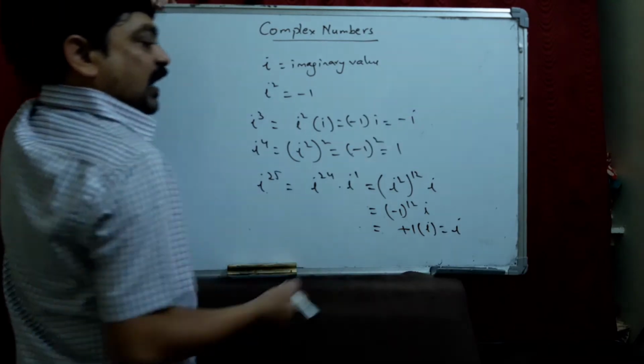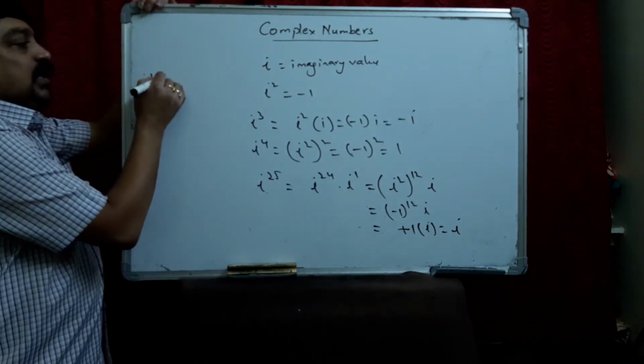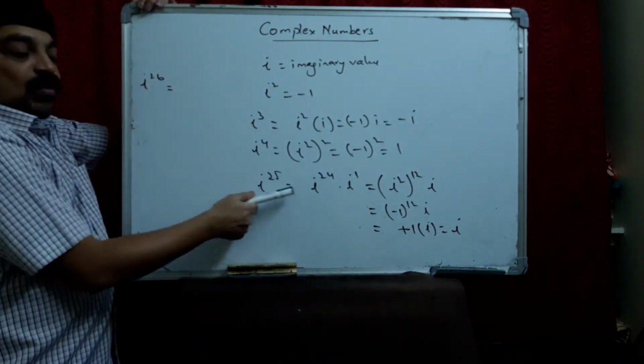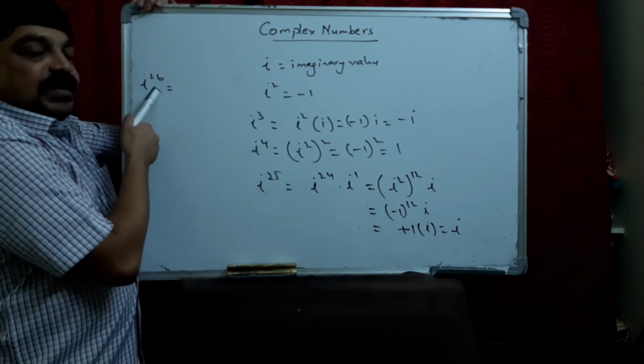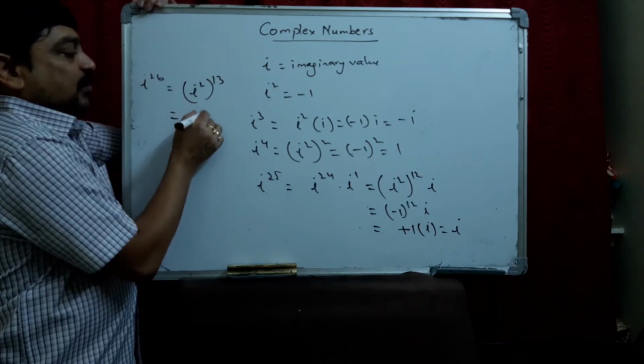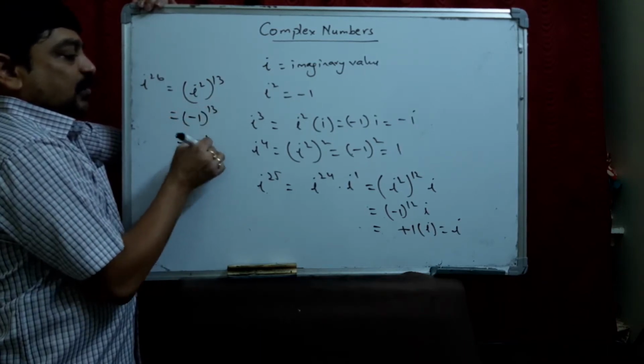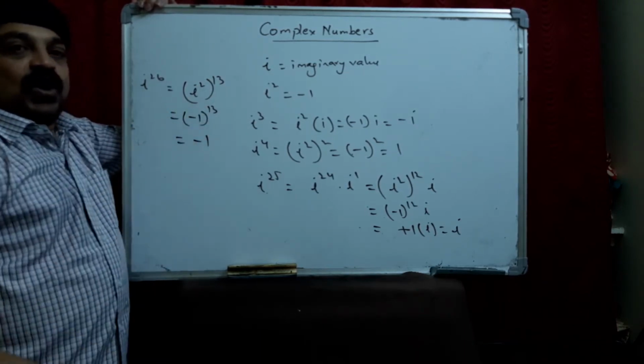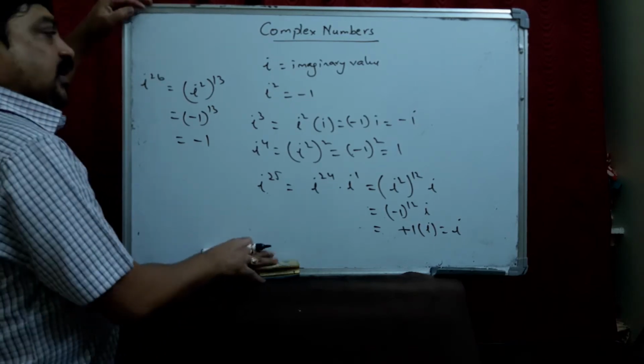Suppose it is i power 26, no need to write like this. Only in the case of odd powers we write this way. If it is directly an even power, we take i square power 13, it becomes minus 1 power 13, it becomes minus 1, since the power is odd. Like that we do. Let us start the exercise.